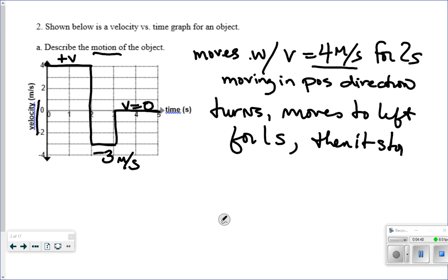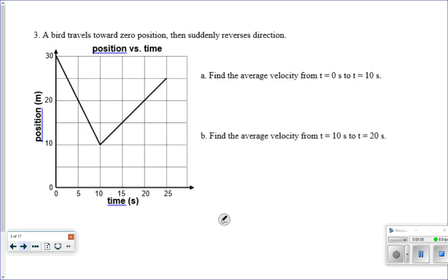And that's pretty much it. Then it stops. It just stops moving. All right, so I guess if you want to get more specific, you could put in the velocity here as it's moving to the left. But that pretty much describes the motion of our object right there.